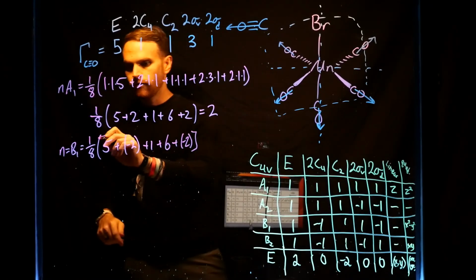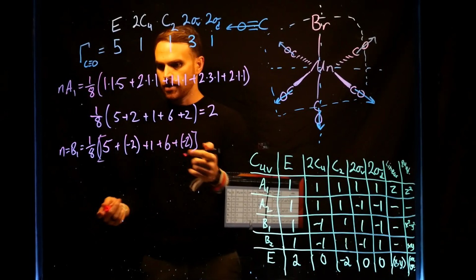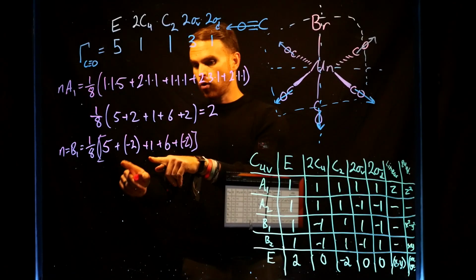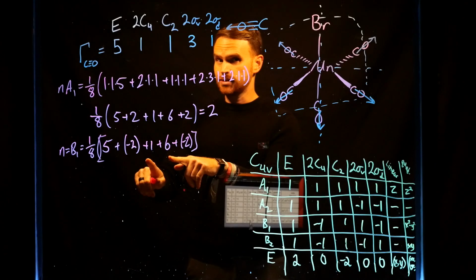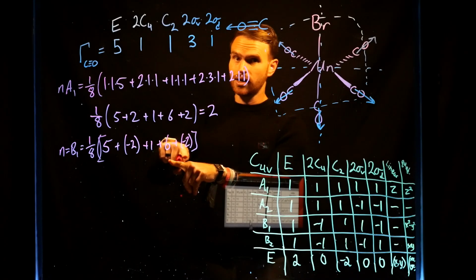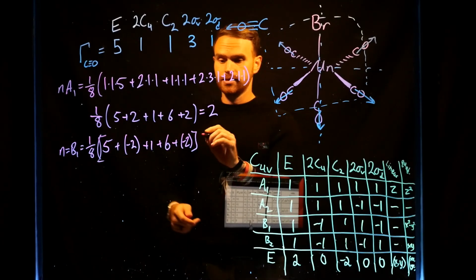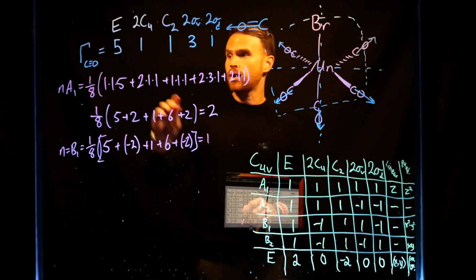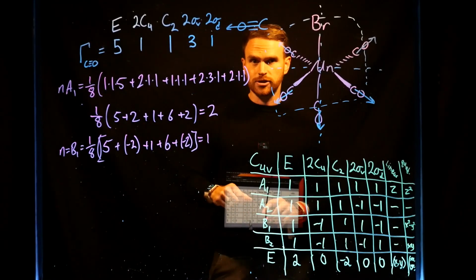All right, so now if we work out this math, we got 5 minus 2 is 3, plus 1 is 4, plus 6 is 10, minus 2 is 8, and 1 over 8 is equal to 1. So I know that there is one B1 present in this reducible representation.